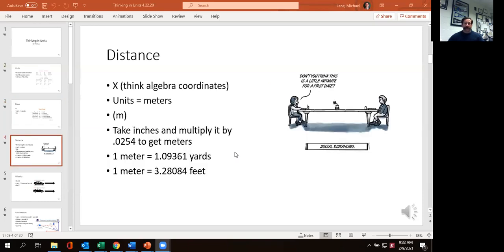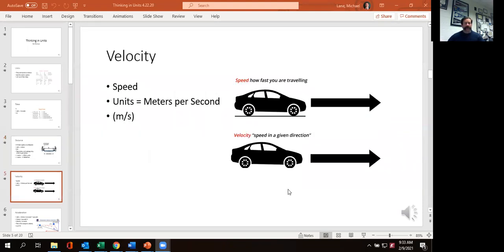Now, then we have distance. That's the distance that we're going to be able to measure with a measuring tape, and we're doing this in meters. It's important to realize that we can convert relatively easily. So 1 inch is 0.0254 meters. 1 meter is almost 1.1 yards, and 1 meter is just a little under 3 1/3 feet.